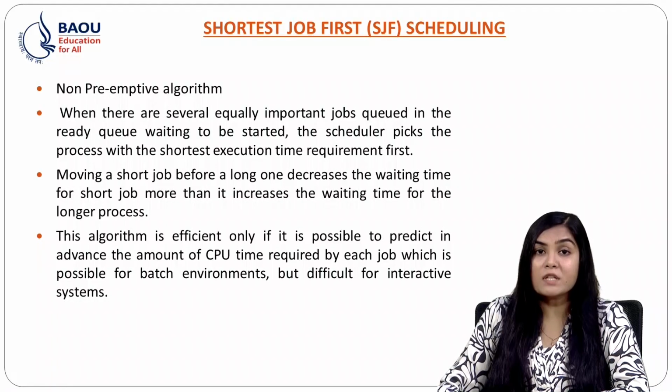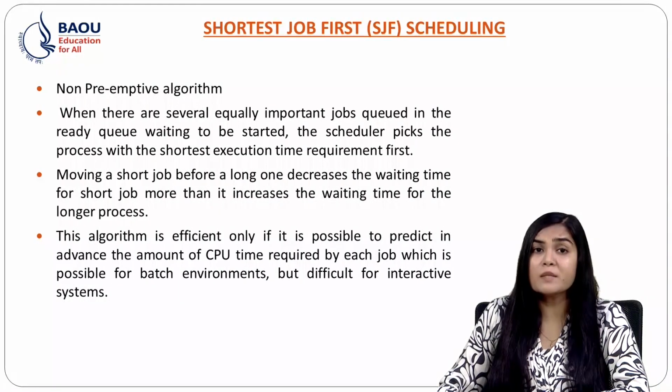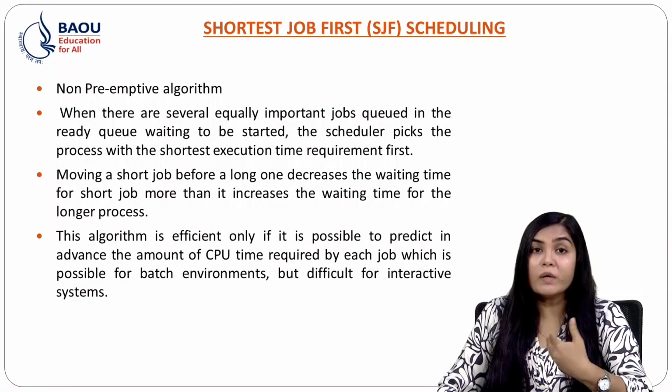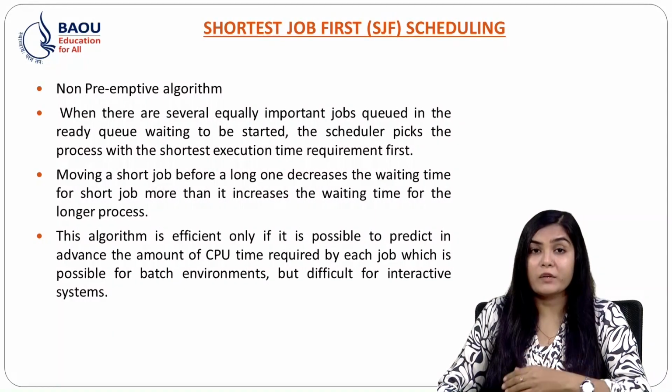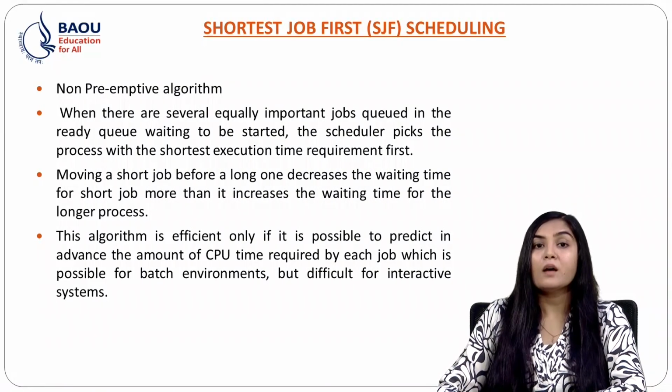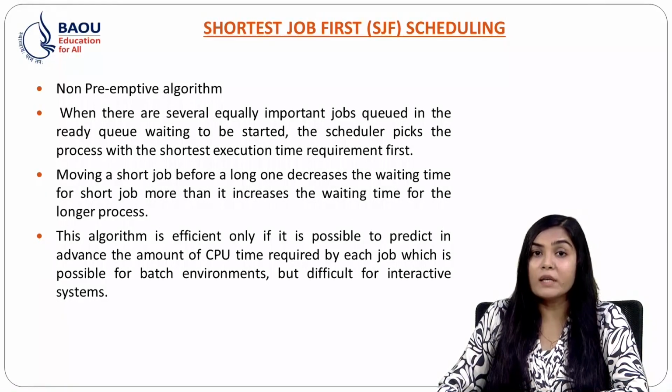SJF scheduling prefers I/O bound processes because by running the short CPU burst job first, it gets them done and moves them out of the way, and it also enables overlapping of their I/O requests, which enhances the efficiency of the CPU. This algorithm is efficient only if it is possible to predict in advance the amount of CPU time required by each job, which is possible for batch environments, but difficult for interactive systems.